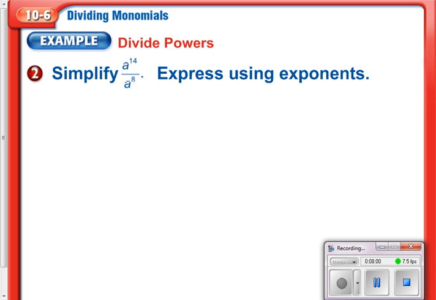Second example is an algebraic example here. We have a, again, same base, so I'm going to write the base number down. And then we have division, so we'll subtract the exponents. And we have numerator subtract denominator, so 14 take away 8, and we have a to the 6th power.